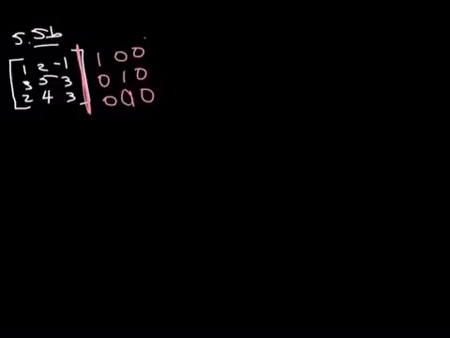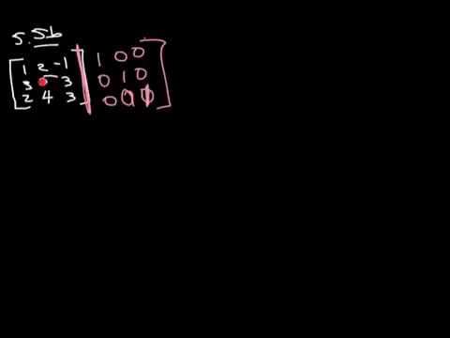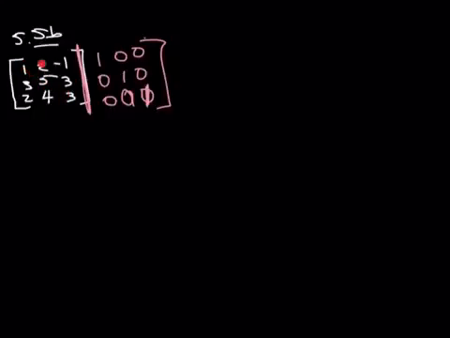Okay, it'd help if I wrote the identity matrix correctly. That's supposed to be a 1. Okay, so what we're trying to do is make this into the identity matrix: 1, 1, 1, and these zeros and these zeros. Alright, so that's what we're trying to do here. So, we already have this as a 1, so that's good.